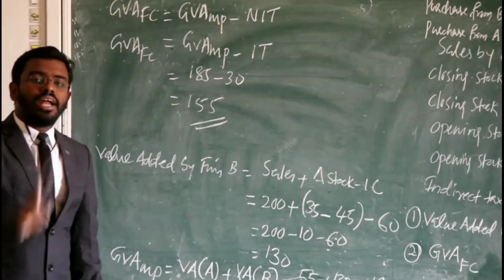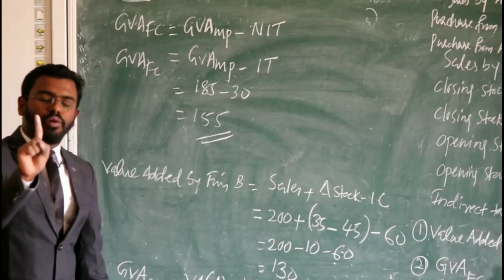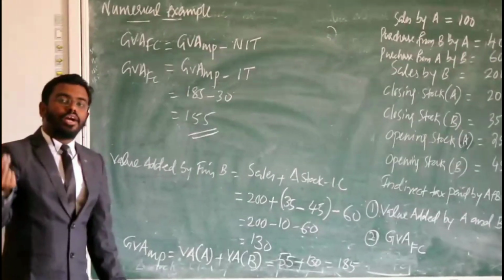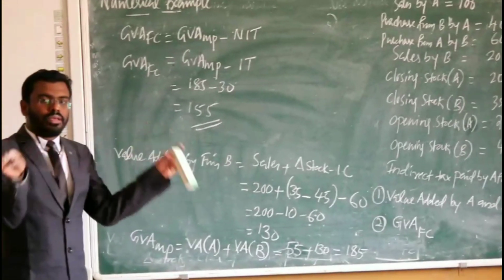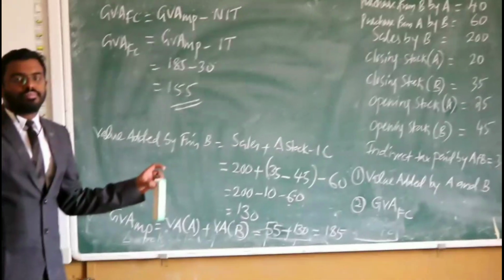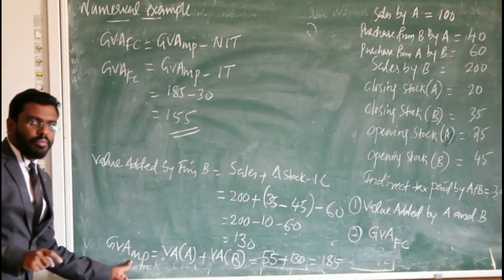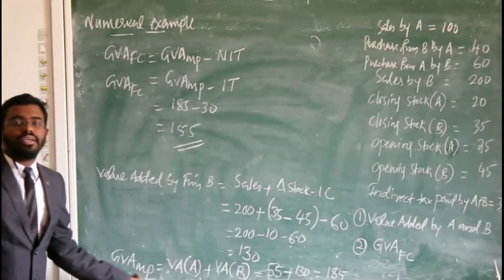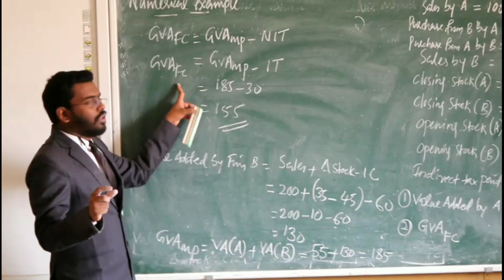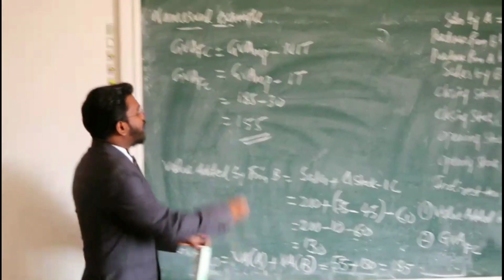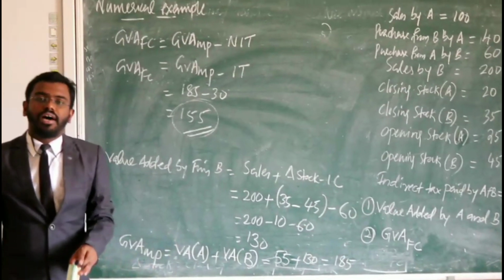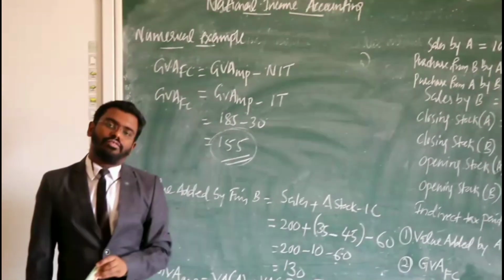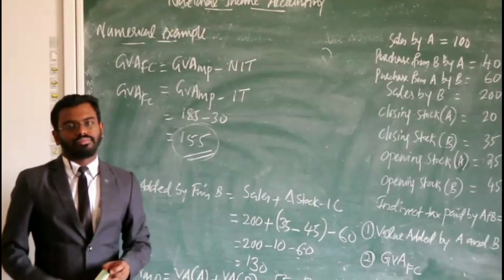Firstly, we calculated value added by firm A, and the second one, value added by firm B. Then we added both the value added, and we got GVA MP. From this MP we can easily calculate FC by subtracting NIT. So we used that formula, and finally we got 155 as GVA FC. Okay, now we can solve some numerical questions related to this part.